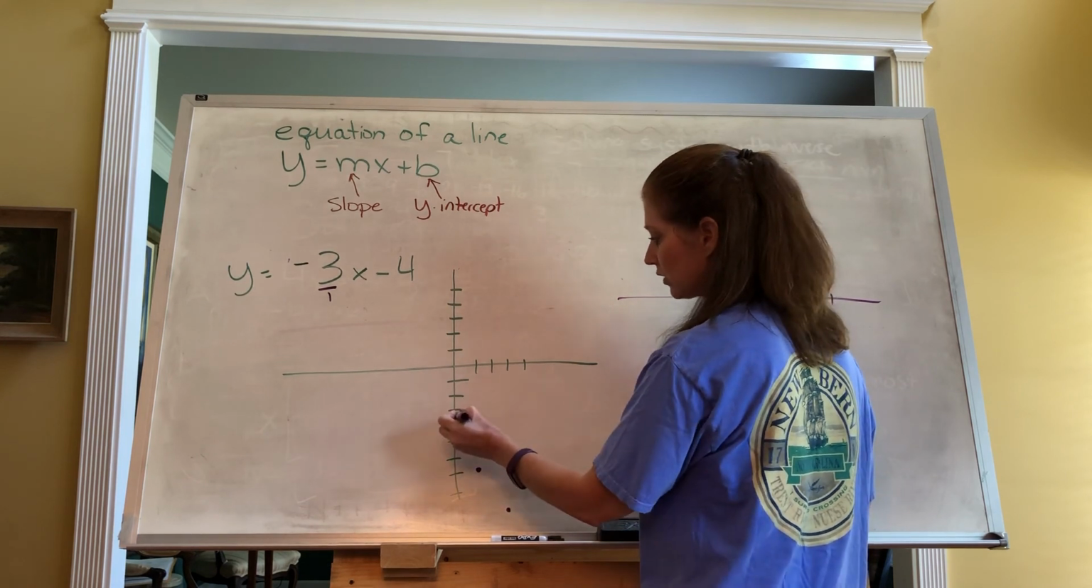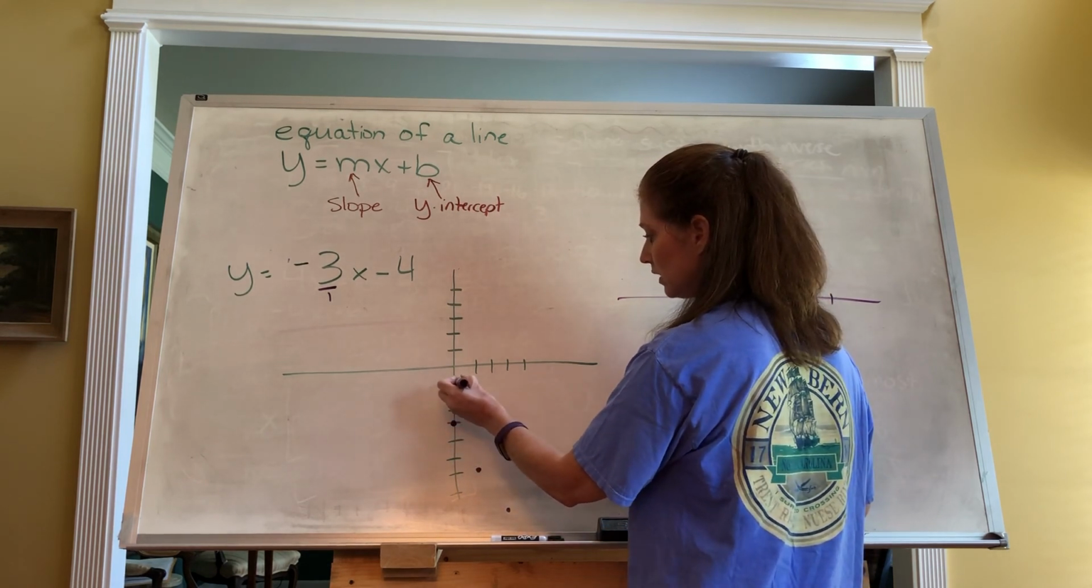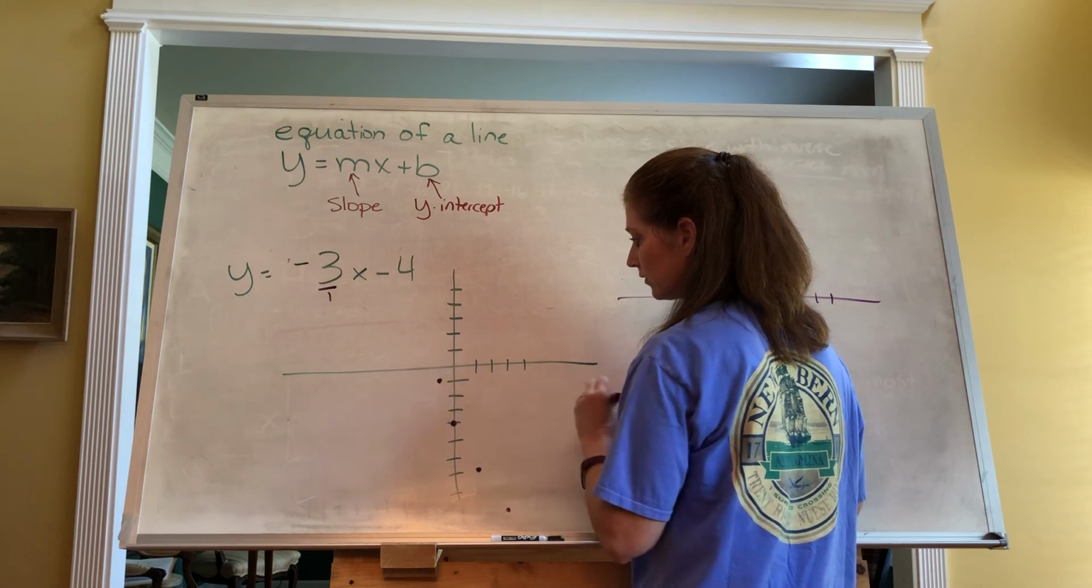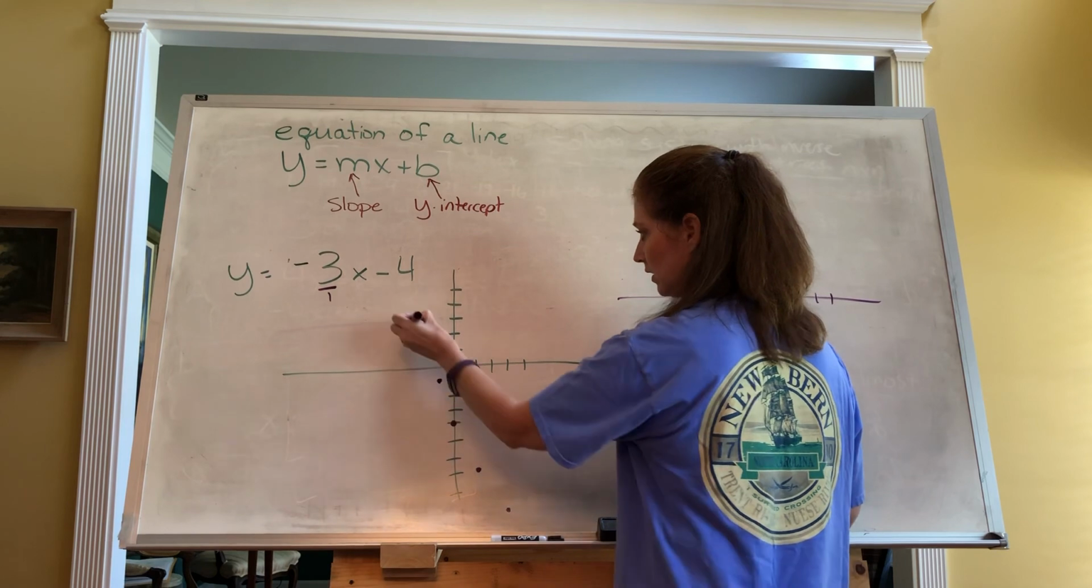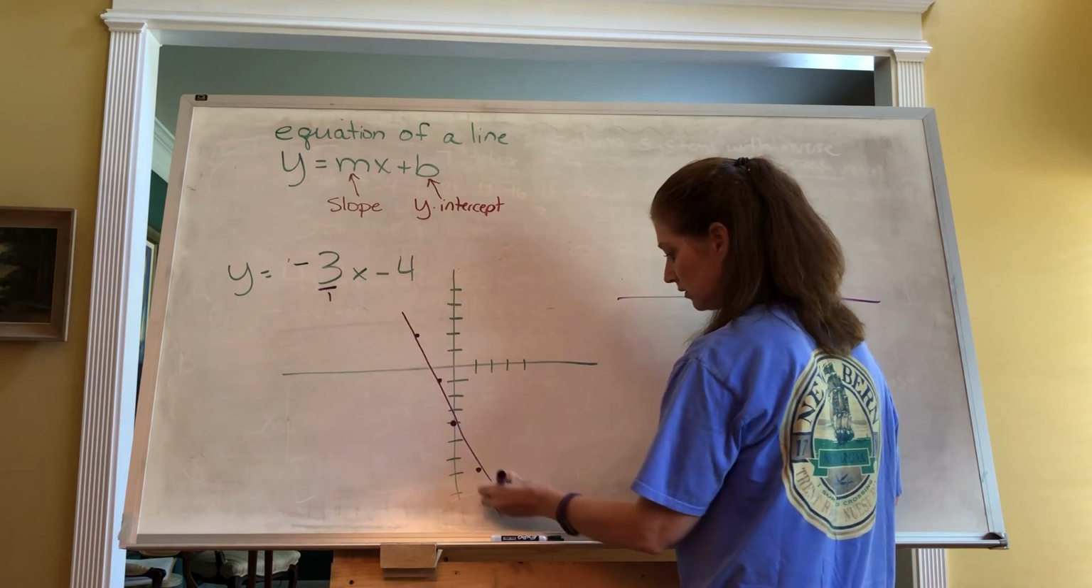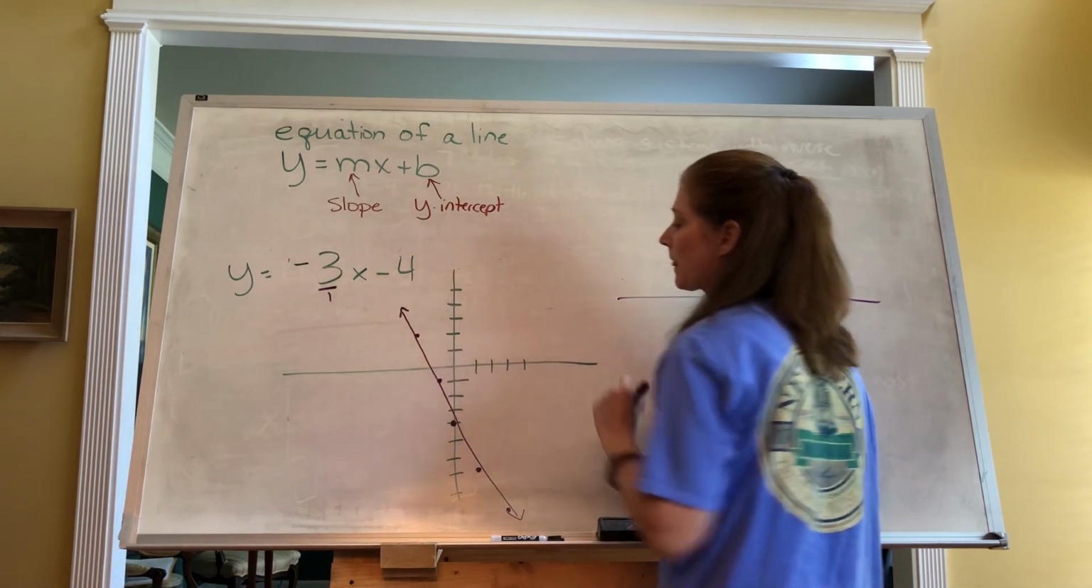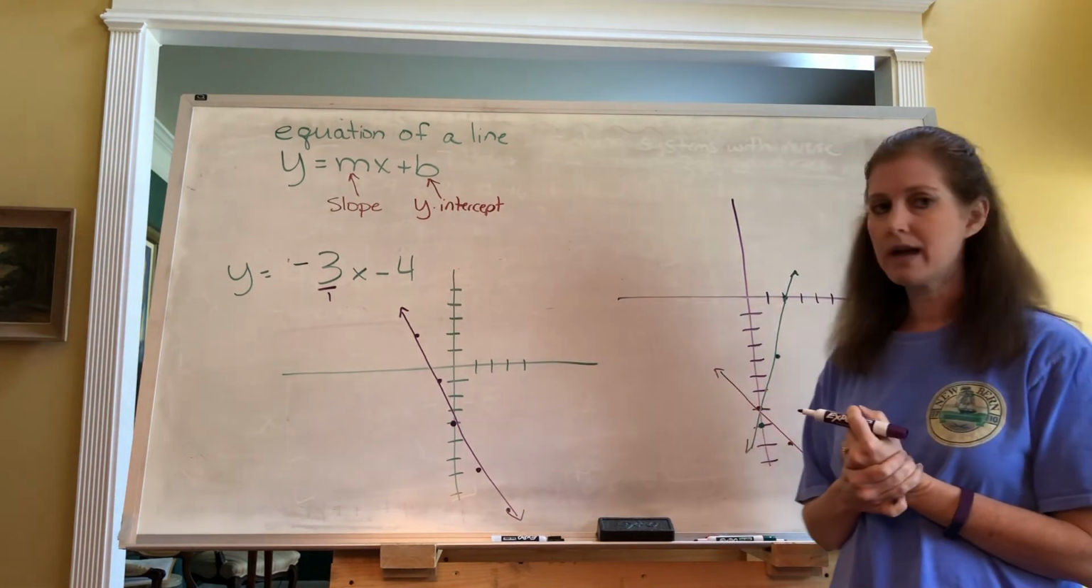And I could go the other way as well. I can go up 3, and then just over to the left, and up 3. Alright. And so that is our line.